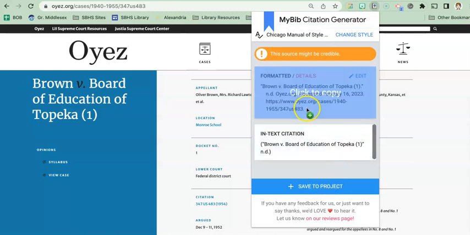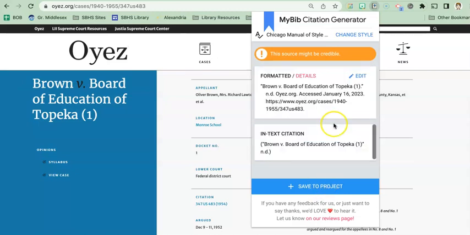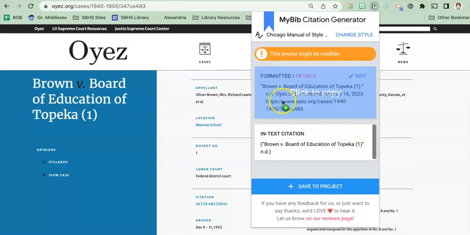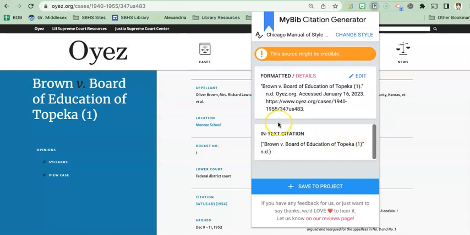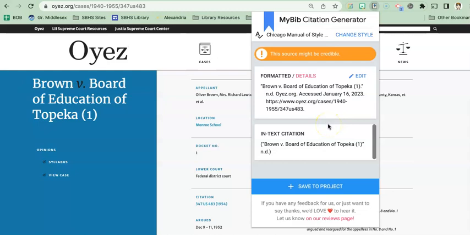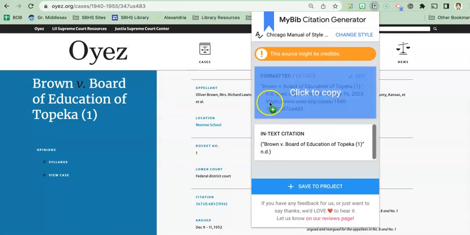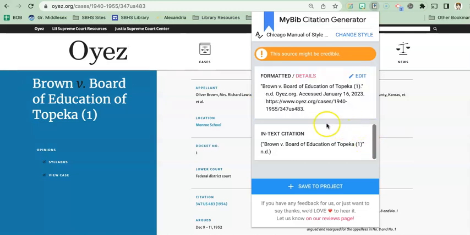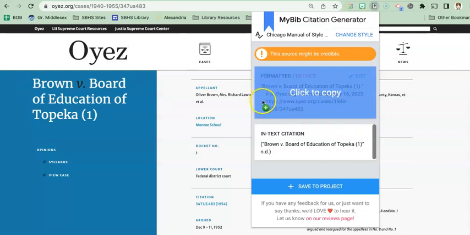citation. If you look at it, you can see it has Brown v. Board of Education Topeka, has, oh yay. What's this, ND? Ooh, I'm not sure. I don't know if that's right or not right. I have January 16th, 2023. Remember, my date in Chicago is important, and that does look right. And I have the link with that HTTPS. So this all looks okay. The only thing I'm wondering about is that ND.